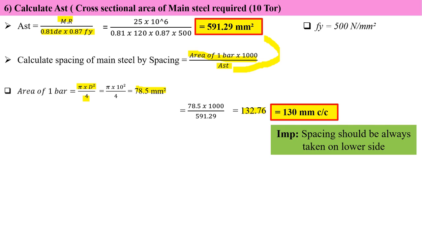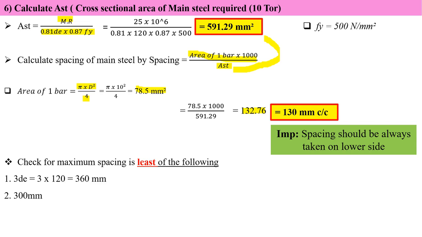There is an important note here. Whenever we are talking about the spacing of the rebars, we should always decrease the value, not increase it. Meaning if it is 132.76, you're not going to make it 135, because if you increase the spacing, you are decreasing the strength. So spacing is the only element in the design which we need to decrease.